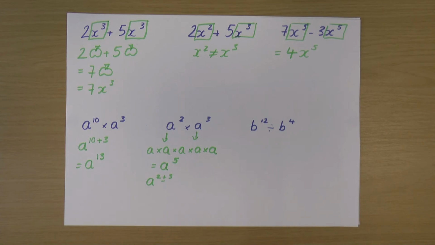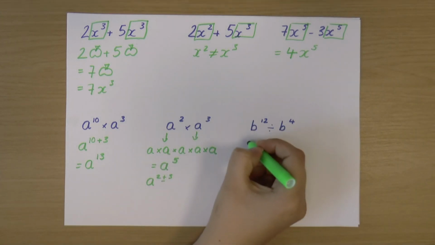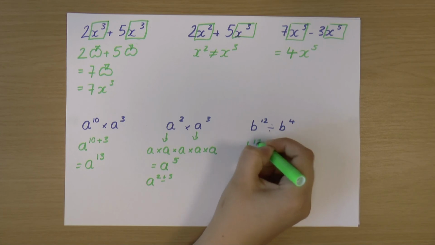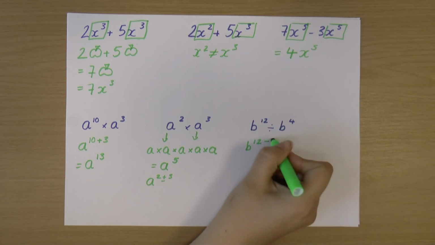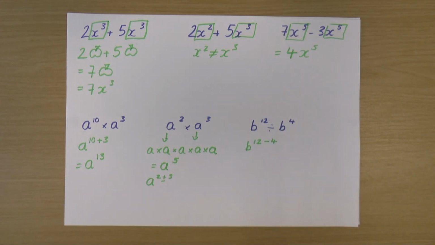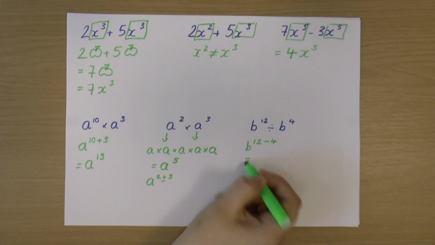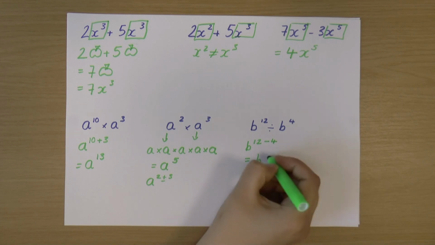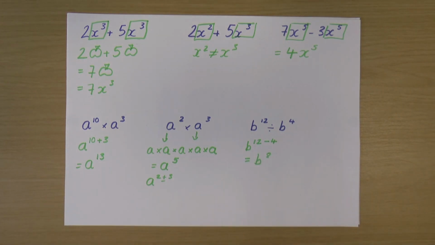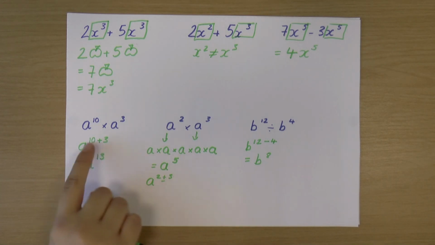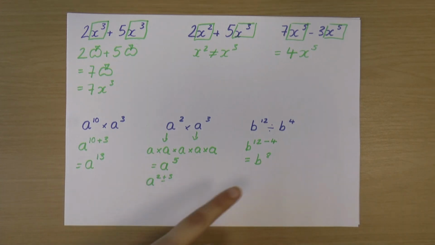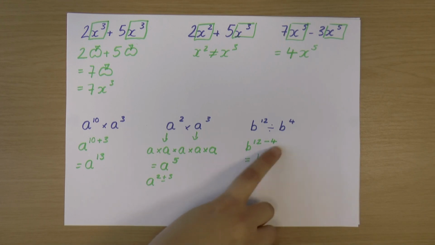Okay, and then we've got this last one, which works in a very similar way. It's a division, as you can see, and it works in the same way as the multiplication, except instead of adding the indices, we take them away. So here we've got b to the 12, and because it's division, I'm taking away 4. So b to the 12 minus 4 gives me b to the power of 8. So when I'm multiplying, I'm adding my indices. When I'm dividing, I'm taking away my indices.